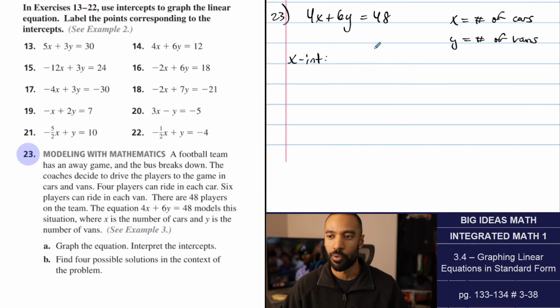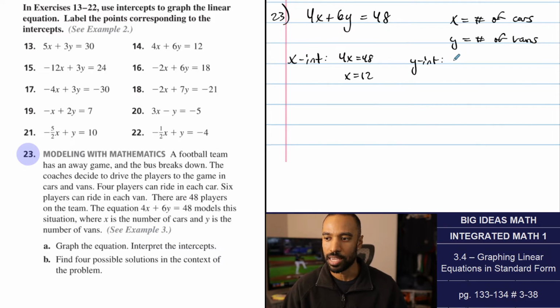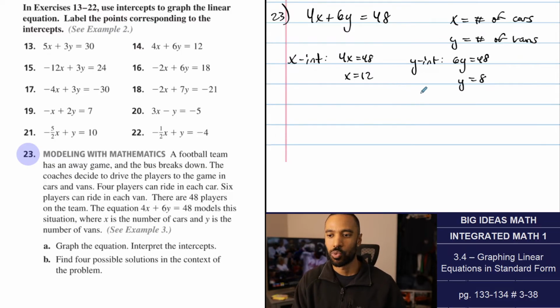Okay, x-intercepts. Set y equal to 0. 4x equals 48. Divide by 4, you get x equals 12. Y-intercept. Set x equal to 0. 6y equals 48. Divide by 6, y equals 8. So these are our intercepts, 12 and 8.